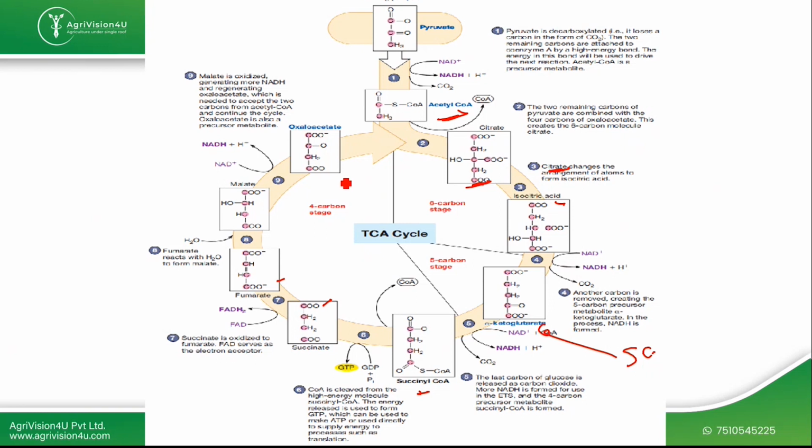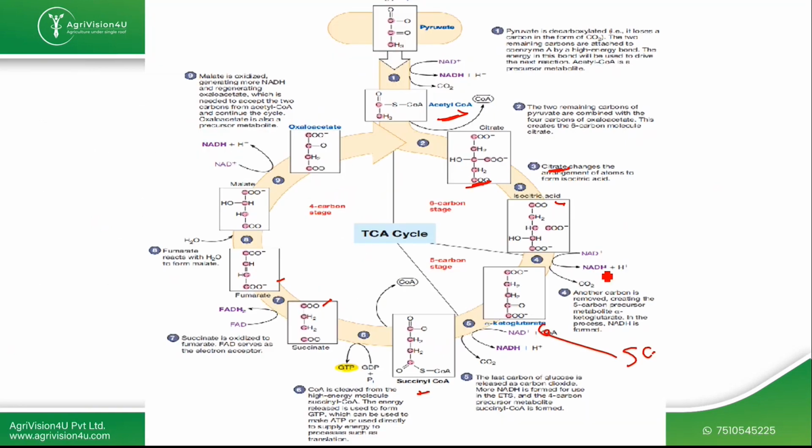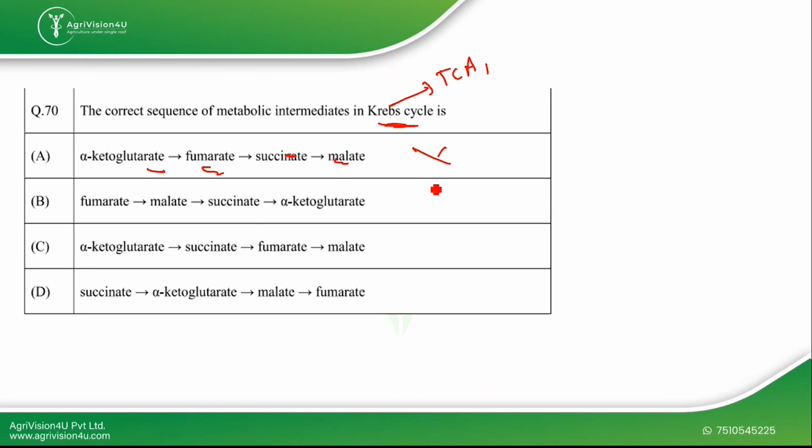Now see, the question is, the correct sequence of metabolic intermediate in Krebs cycle. So in Krebs cycle, see, here the sequence is given. The first is alpha ketoglutarate, fumarate, succinate, malate. But here you can see after alpha ketoglutarate, there is no fumarate. There is succinyl CoA or succinate. So this option is wrong. The next is from fumarate to malate, succinate, alpha ketoglutarate. This is the reverse sequence. This is not the proper sequence.